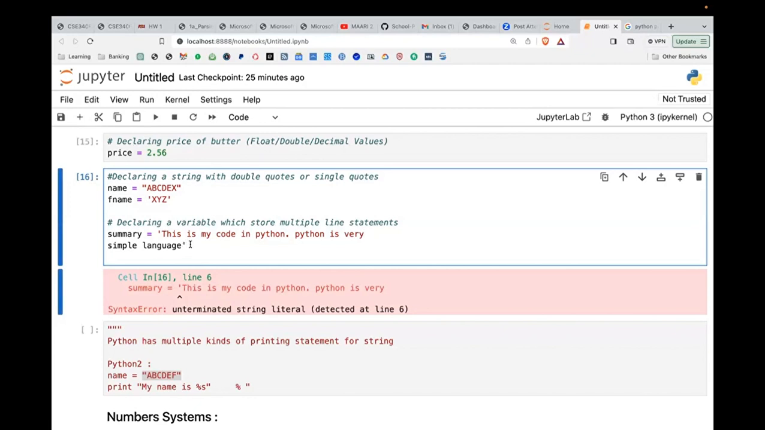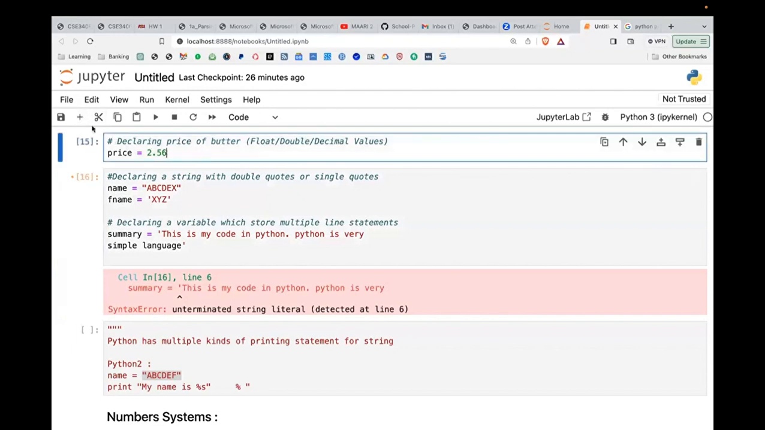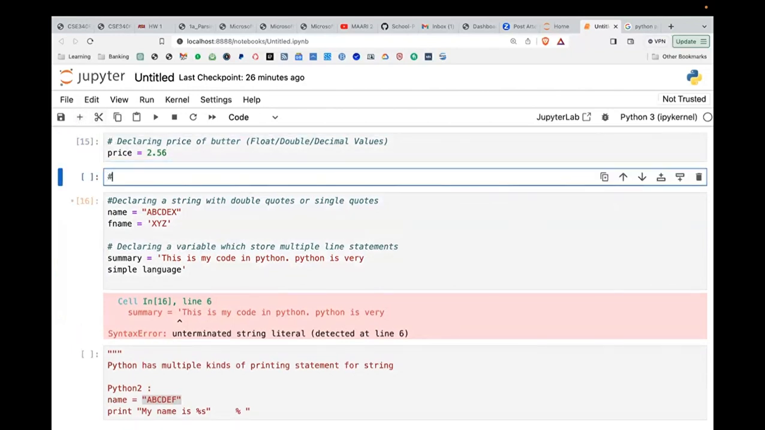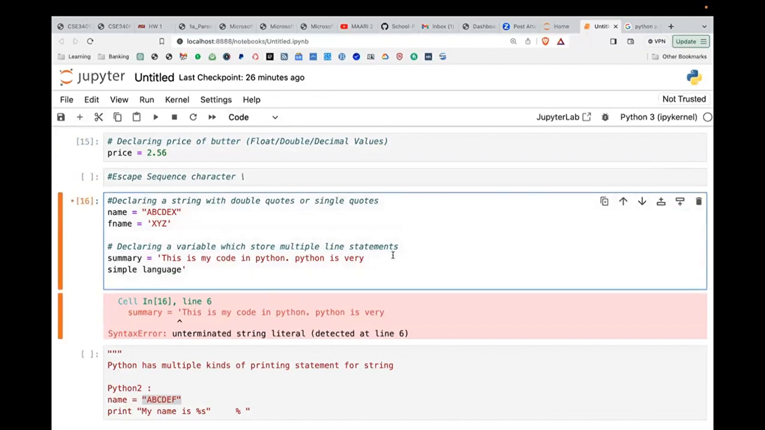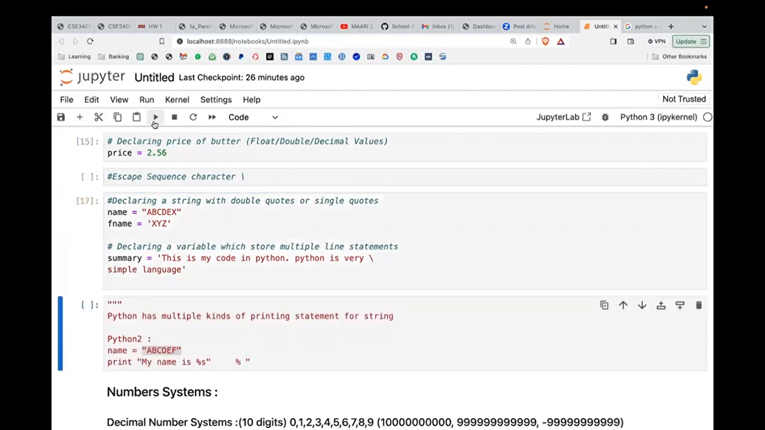How does the Python interpreter know that my line is continuing? For that, we need to learn one character, which is called the escape sequence character. This character is the backslash. If you put a single backslash over here, it tells the Python interpreter my line is continuing. So right now this error is gone.